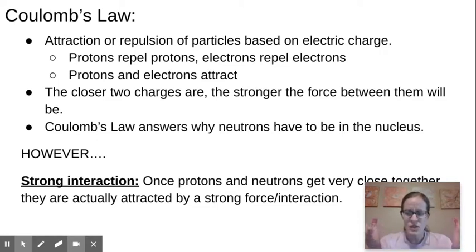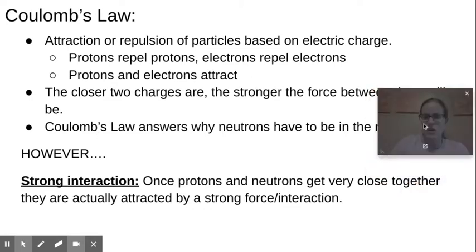So that's hard to explain the nucleus then. You've got this super compact, really dense area where you have a lot of protons. But this explains why the neutrons are in there. The neutrons help to separate the protons, so their repulsion force isn't as great. There's also something called the strong force going on in the nucleus too, which says that once you get those protons and neutrons really close to each other, there's a strong interaction that forms that helps to hold them together.